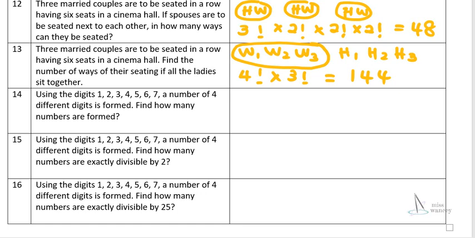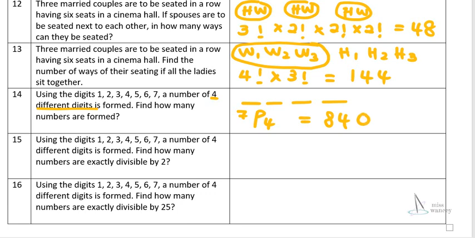Okay, so using the digits 1, 2, 3, 4, 5, 6, 7, a number of 4 different digits is formed. How many numbers are formed? Okay, so we need to have 4 different digits. So that means you need to have 4 spaces. And then since we need to use different digits, so 1, 2, 3, 4, 5, 6, 7. Out of 7, simply arrange 4. So 7P4, which is 840.